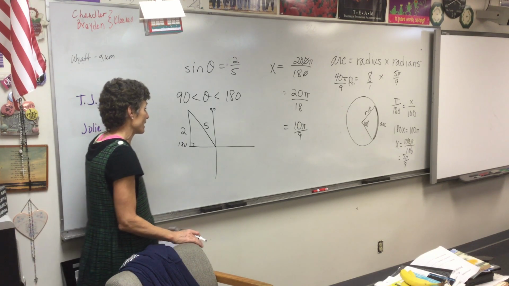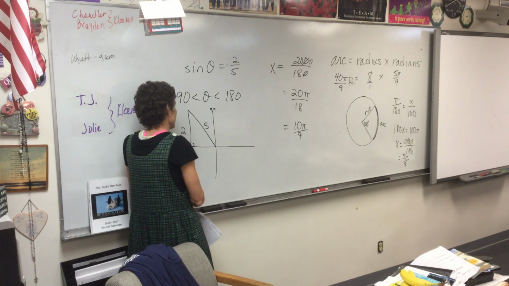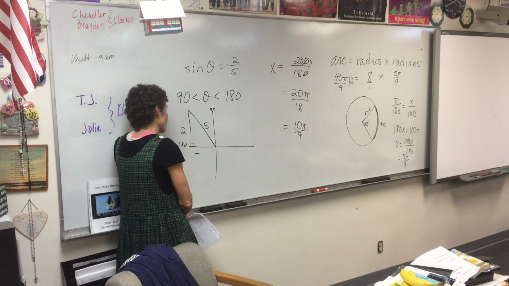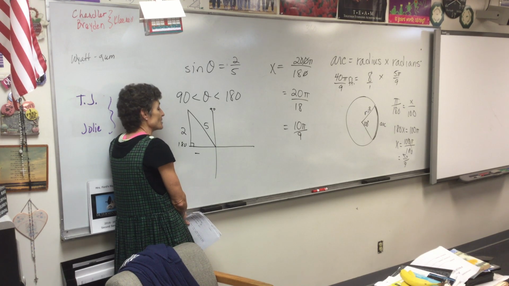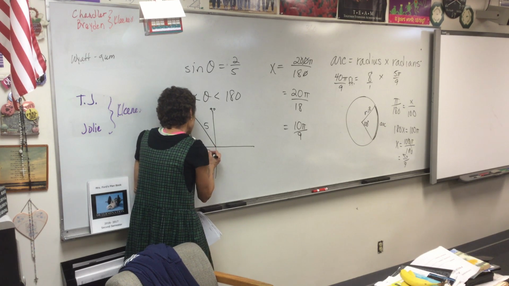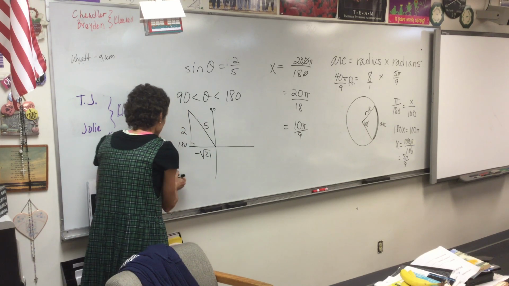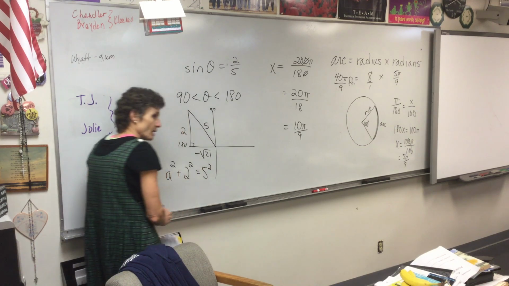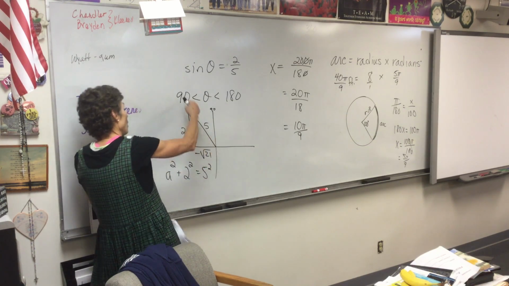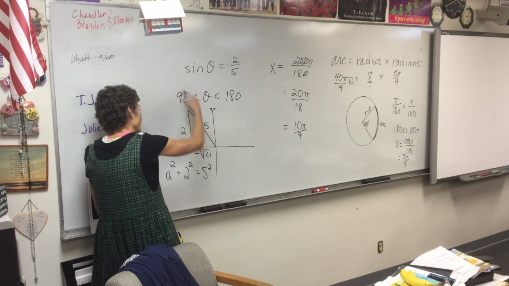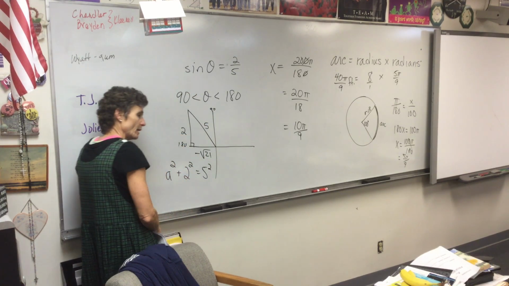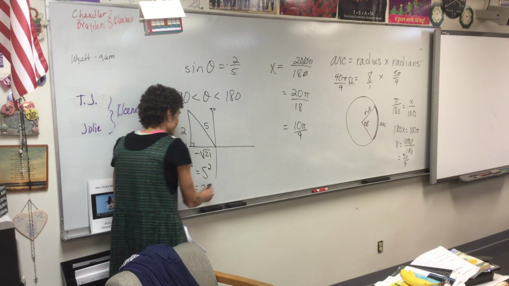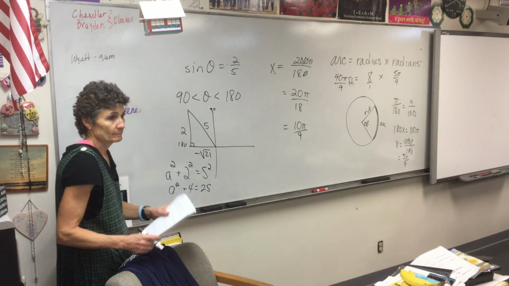Pythagorean theorem. Now be careful. What's this side going to be? It's going to be negative for sure. Very good. Root 21. It's not 29, it's 21. Why is it root 21? Because a squared plus 2 squared is 5 squared, right? The hypotenuse is always c squared. So you have a squared plus 4 equals 25. That's where the 21 came from.